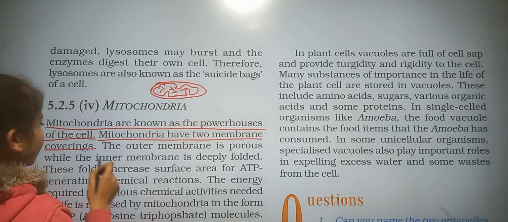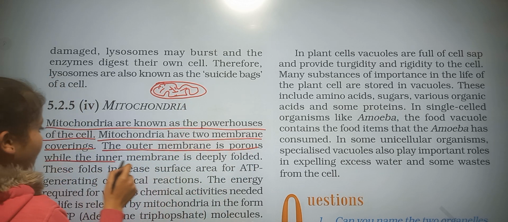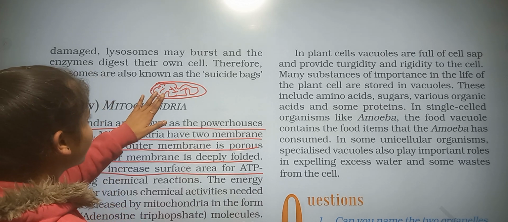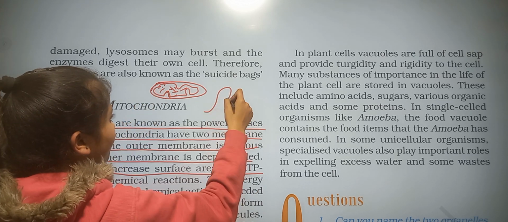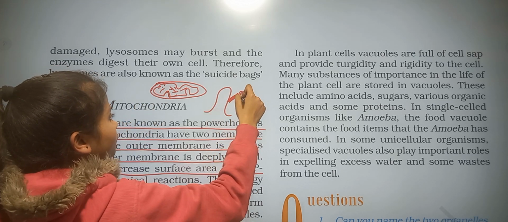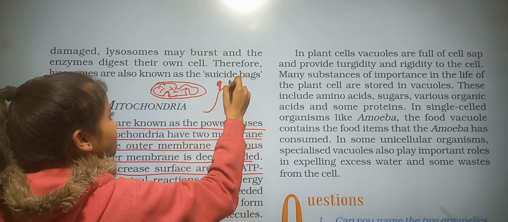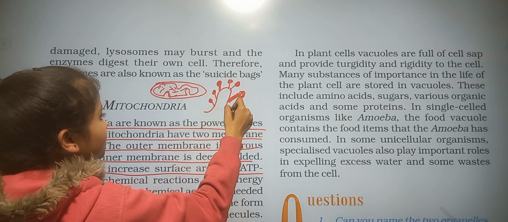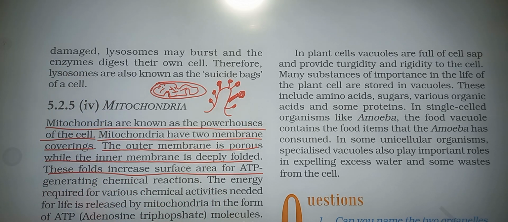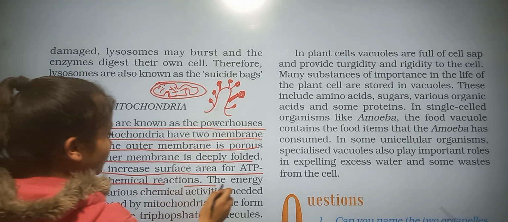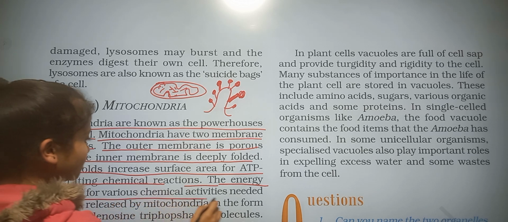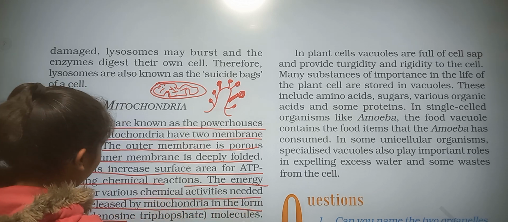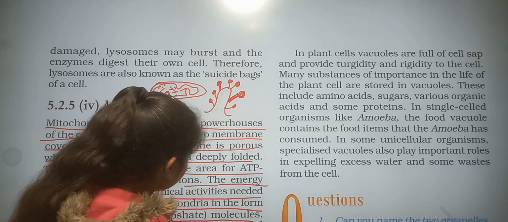Inside is the matrix. The outer membrane is porous while the inner membrane is deeply folded, increasing the surface area for ATP. These folds are called cristae, and if we zoom in on the fold, it contains this type of structure called oxysome, which helps in ATP production. The energy required for the various chemical activities needed for life is released by the mitochondria in the form of ATP, the adenosine triphosphate molecule.